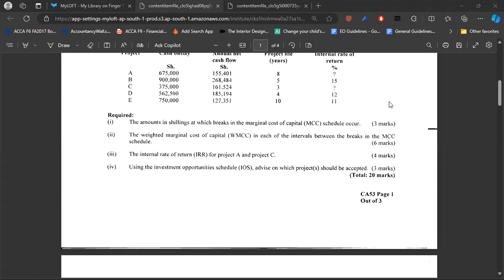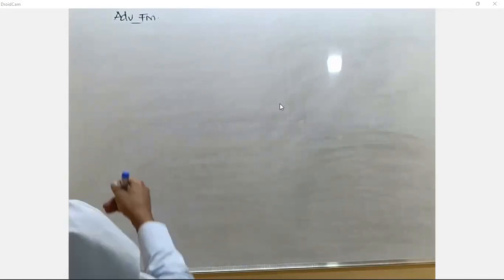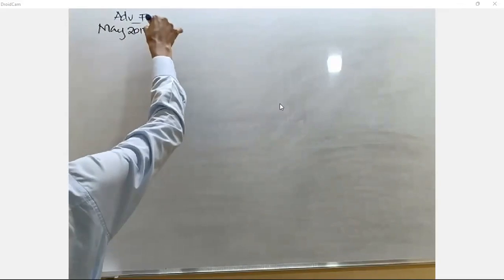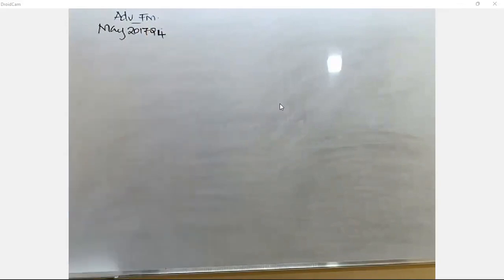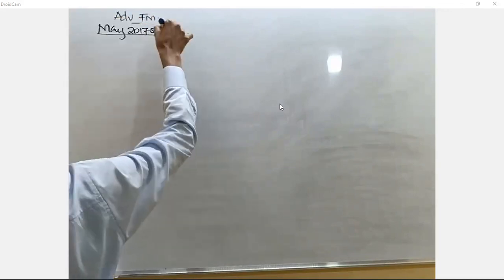Right. Now, so the question was tested in November, should be May, sorry, May 2017, question 1B. Let me see, it should be 1B. So where am I going to be starting the question?